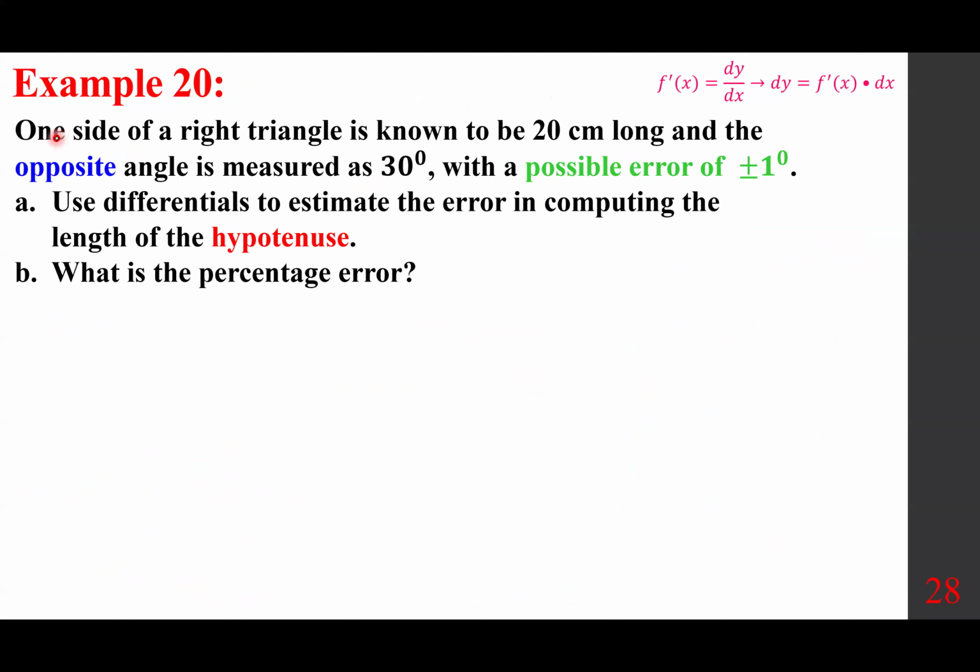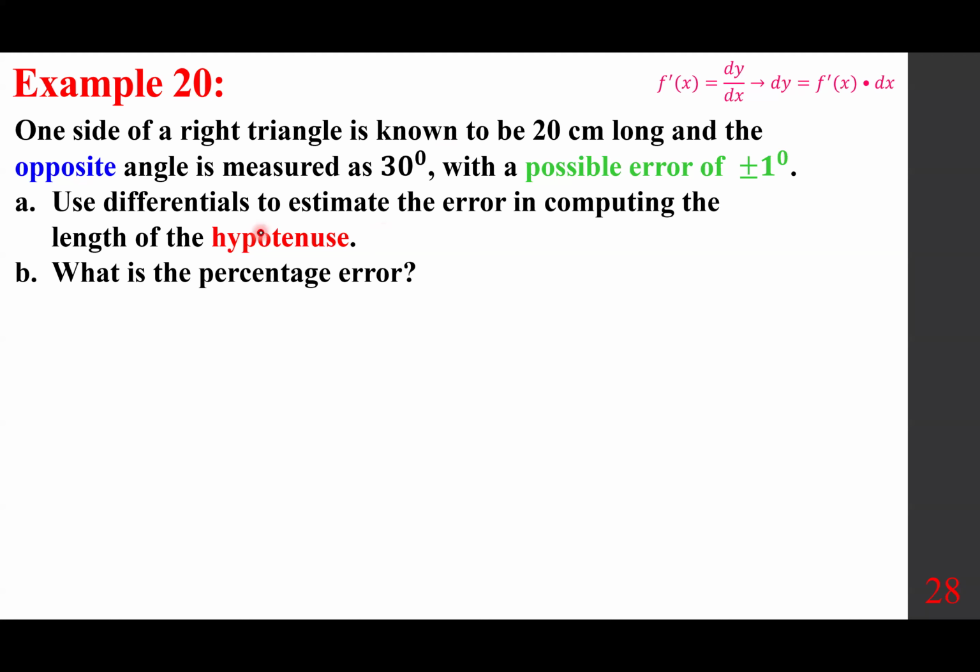One side of a right triangle is known to be 20 centimeters long, and the opposite angle is measured as 30 degrees with a possible error of plus minus 1 degree. So that would be the error. That means it either goes up, becomes 31 degrees, or maybe down to 29 degrees. Use differentials to estimate the error in computing the length of the hypotenuse. What is the percentage error?